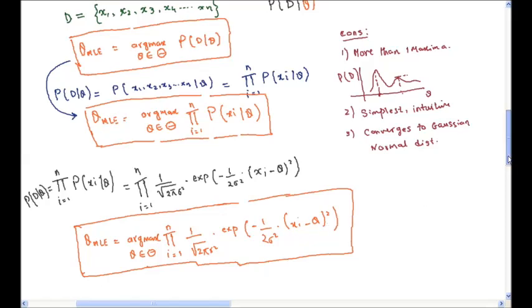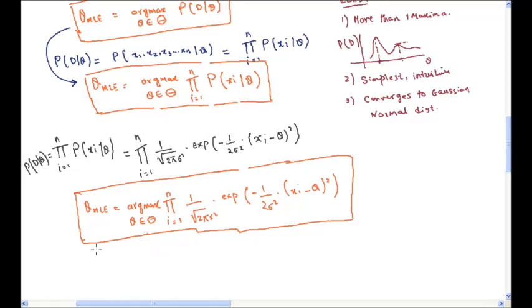Can we expand this further? Yes, we can. So let us say theta MLE is equal to argmax over theta belonging to the wider set of theta. Now, what does this product look like? When I have the multiplication, this part is getting multiplied n times. So can I write it like this: 1 upon square root of 2 times pi sigma squared, power n, because it is getting multiplied n times, correct? And then I have the product of exponents.